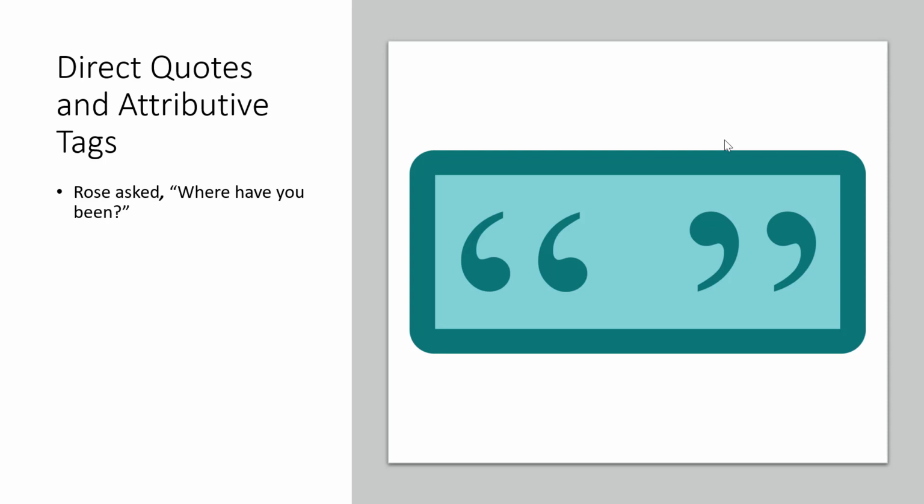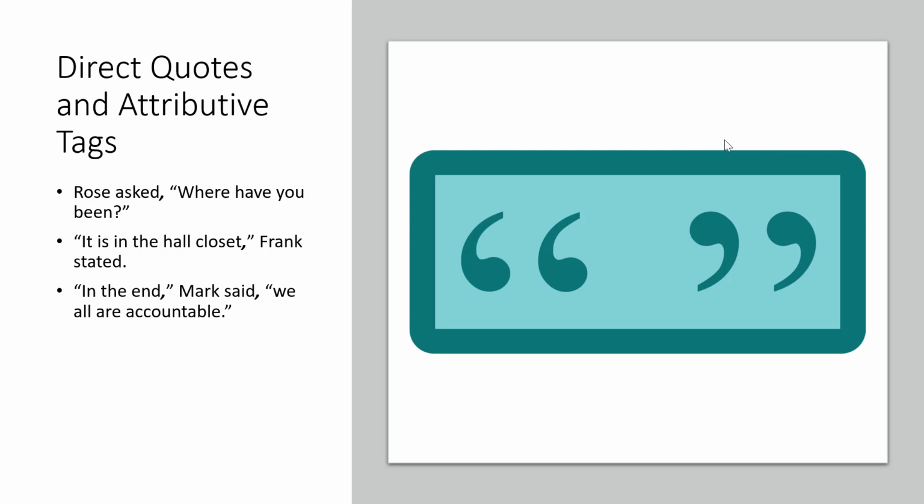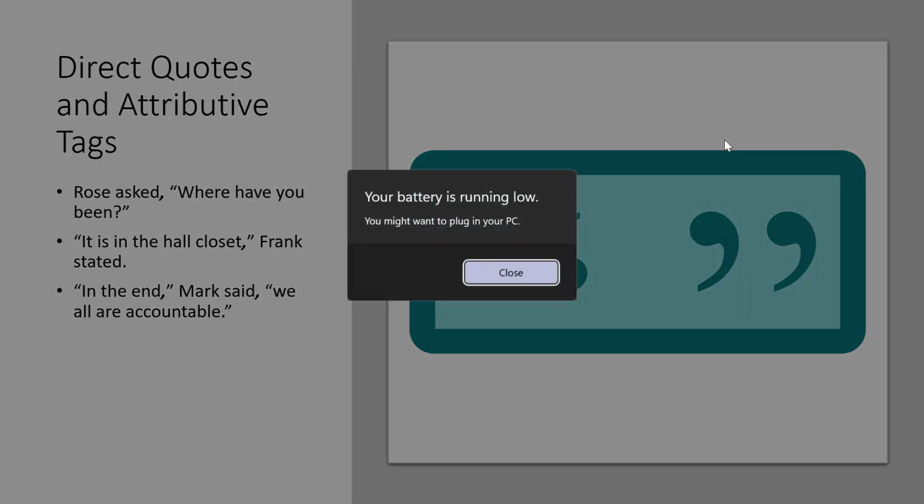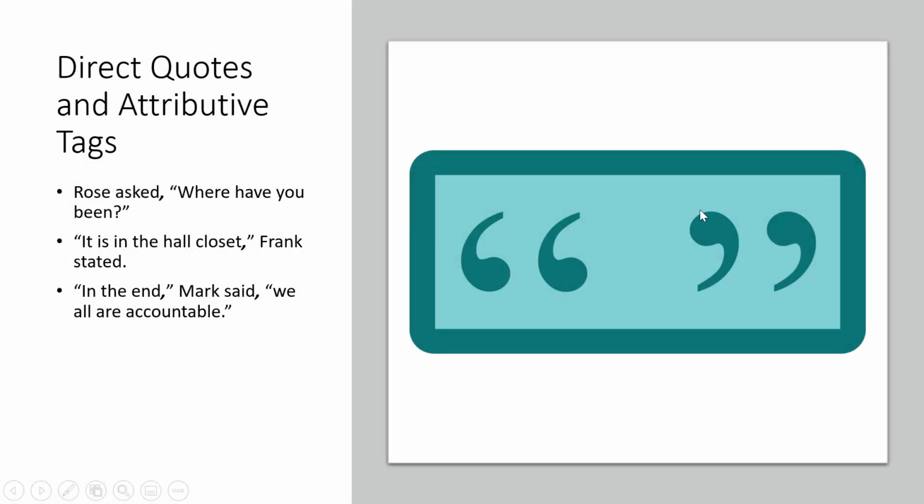So the first example has the tag at the beginning of the sentence. You also can have the tag at the end of the sentence. In that case, you would have the comma at the end of the quote, and then you would close the quotation marks. So commas always go inside of quotation marks. You also can have the attributive tag in the middle of your quote. So in this final example, you have, in the end, comma, Mark said, we are all accountable. So the actual quote is, in the end, we are all accountable. The tag in the middle, Mark said, is important so you know who made the comment.